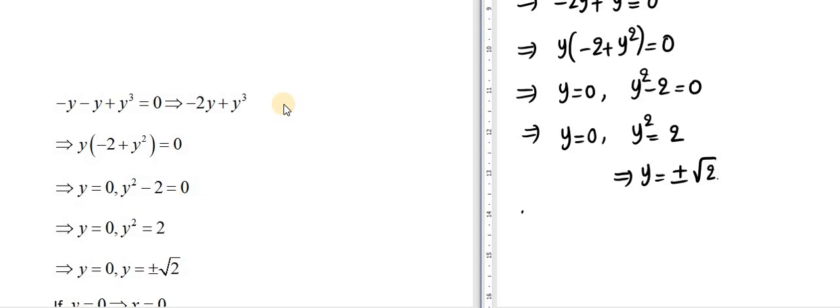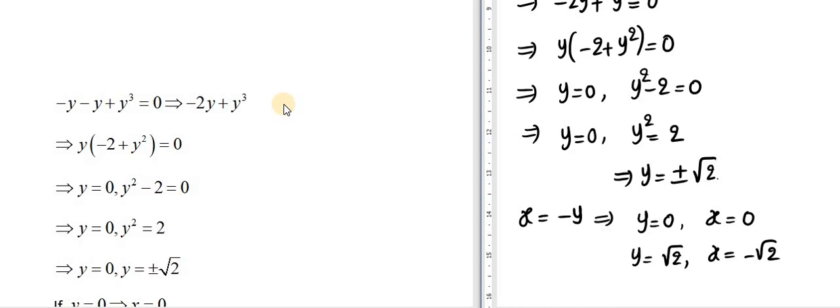Now we want to find out x values. X equal to minus y we have. That's why if y equal to 0, x equal to 0. If y equal to plus root 2, x equal to minus root 2. Substitute y value here. Then we are going to get x equal to minus root 2. If y equal to minus root 2, then x equal to minus of minus means plus root 2.